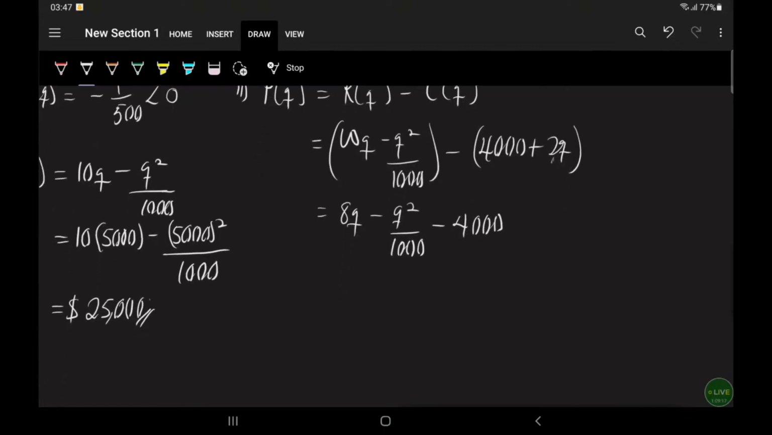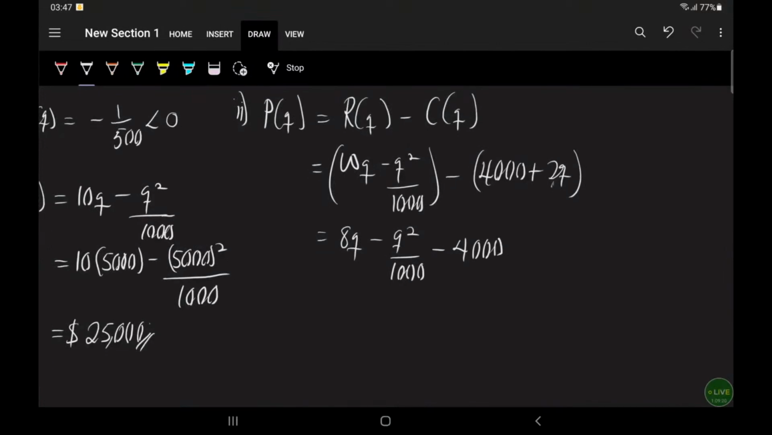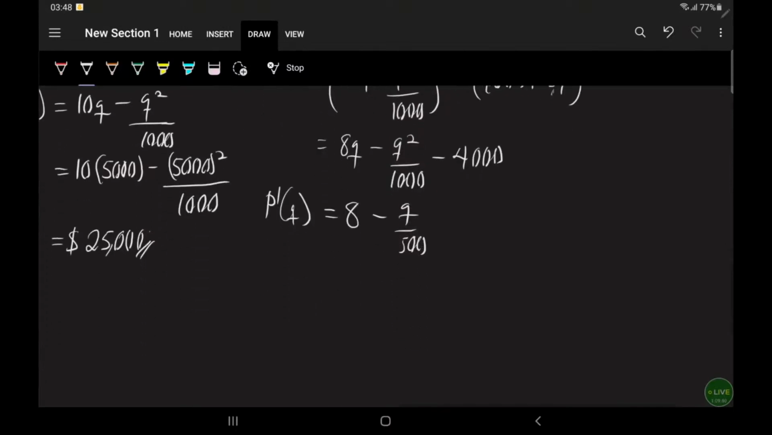So at this point, we are asked to find our maximum profit. So what I need to do, since this is a maximum profit function, is find the quantity involved here, and then you're good to go. So you're going to find the first derivative of our profit function, which is going to give us 8 minus q over 500. Is that so? Yes, that is true. When you differentiate 4,000, it is a constant value, so you get 0, so there's no need for you to write it.